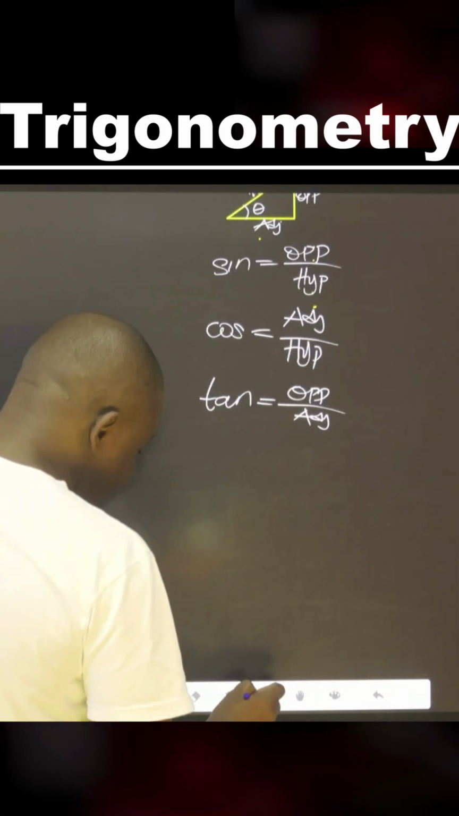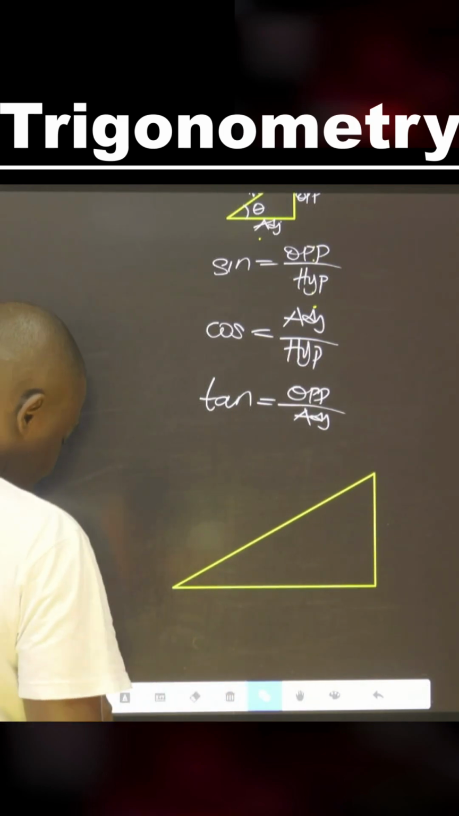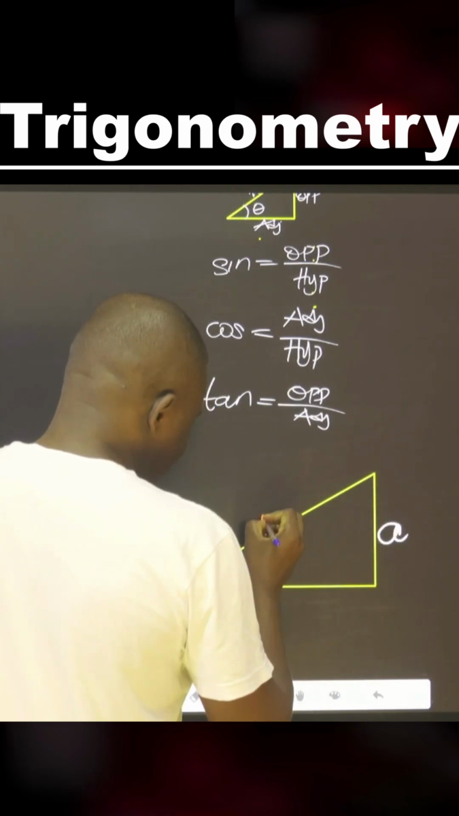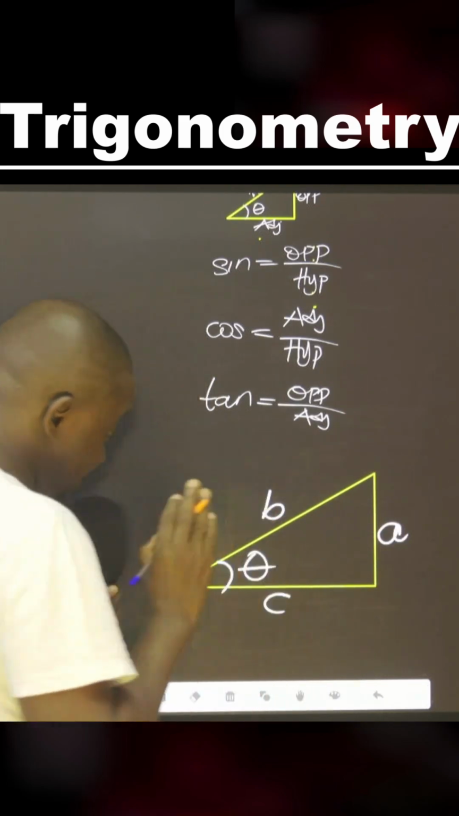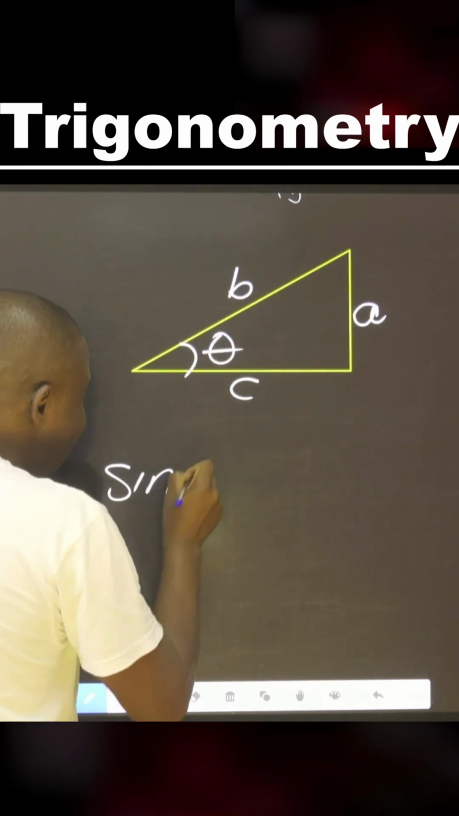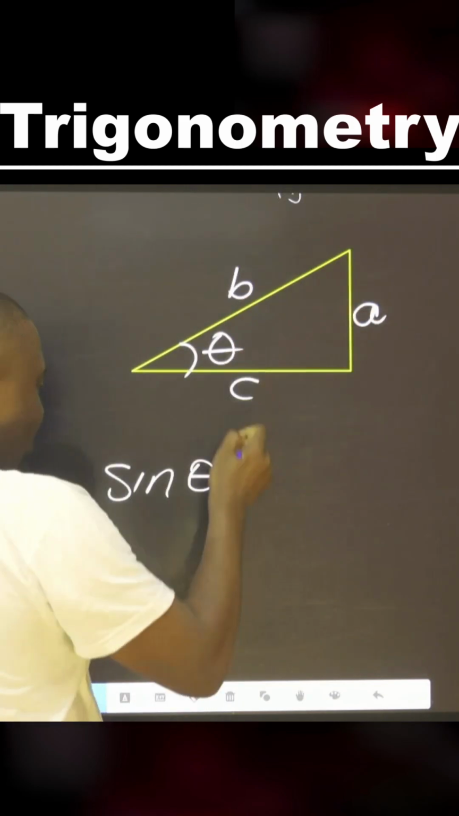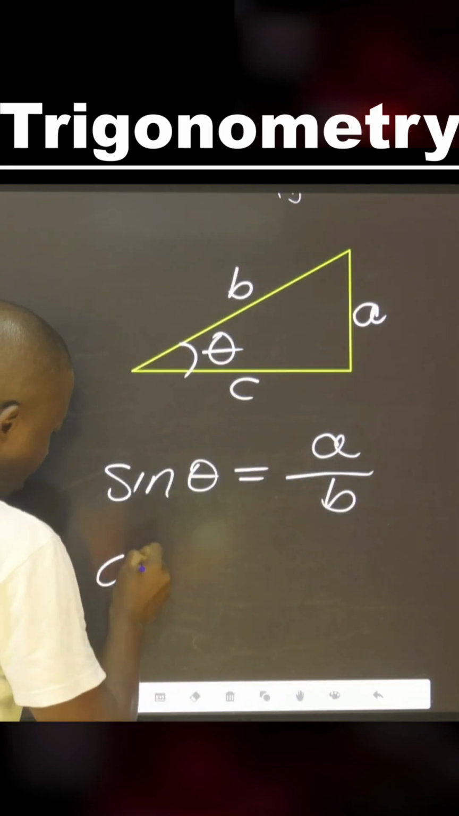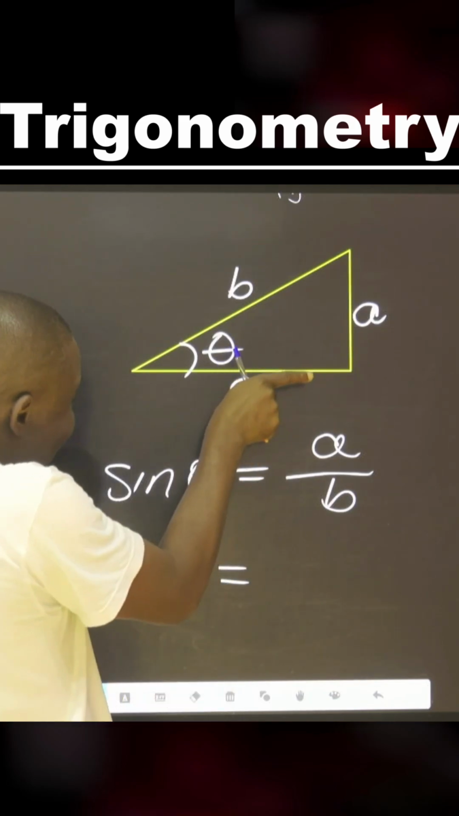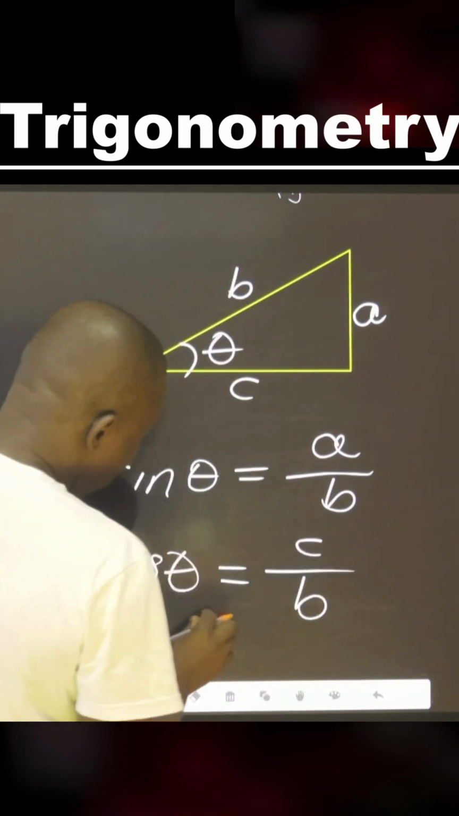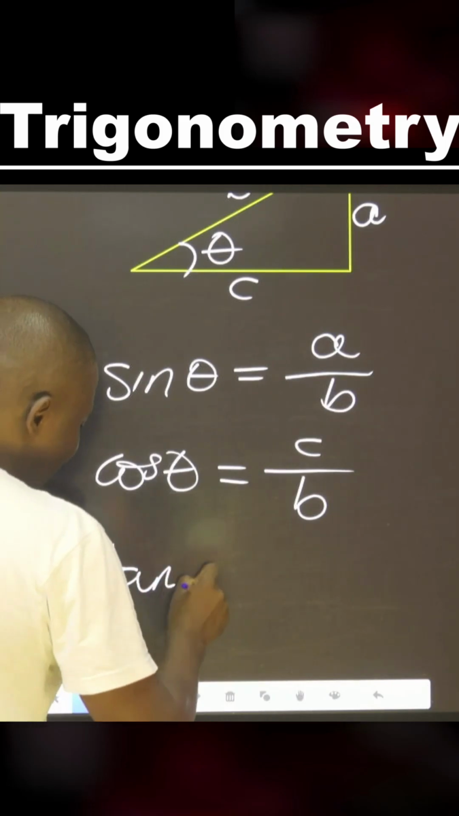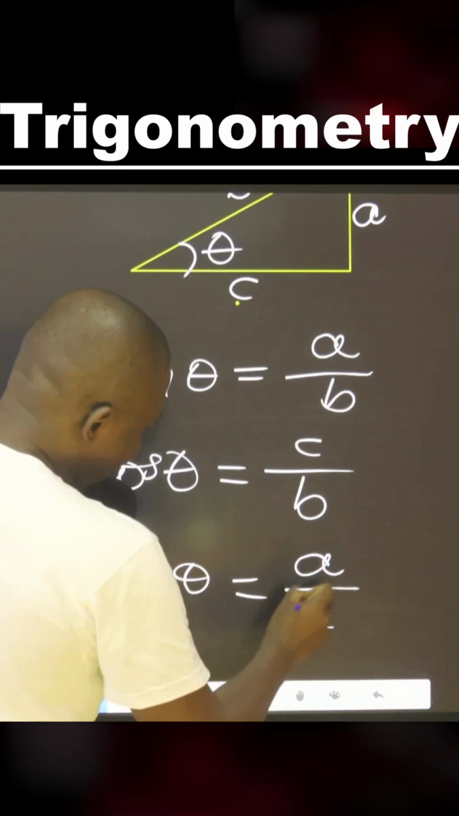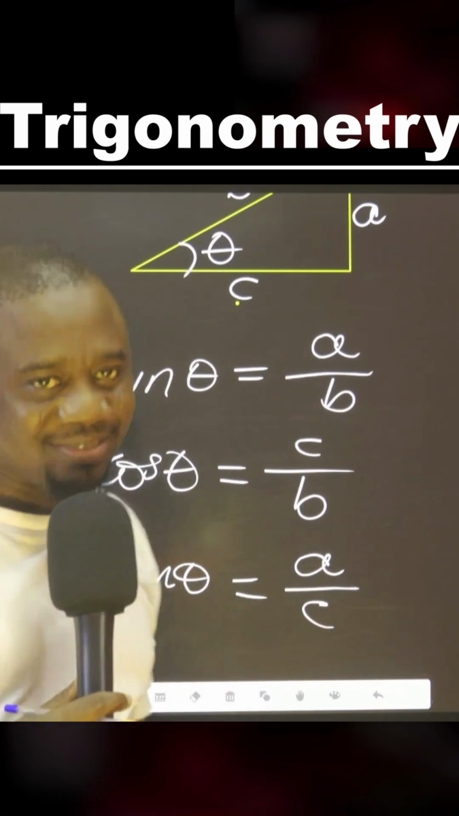If I have something like this, so this is theta, this is A, for instance. Say this is B, say this is C, for instance. Sine theta is opposite A over hypotenuse. Cos theta is equal to adjacent over hypotenuse. While tan theta is opposite over adjacent C. You get it now? Okay, good.